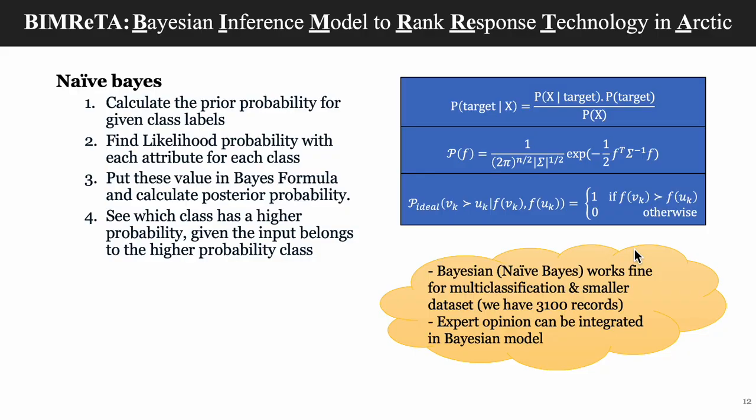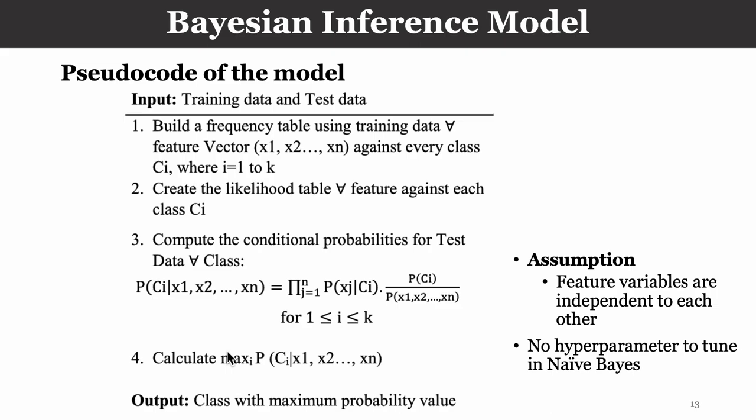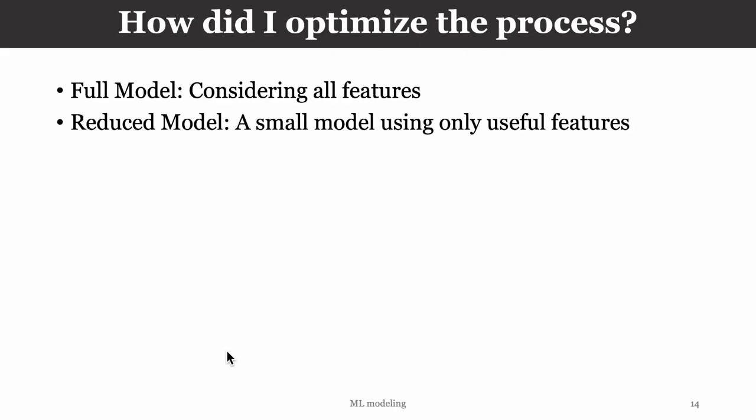We developed a Bayesian Inference Model for our classification problem, whose step-by-step process is shown in this slide. And here's a pseudocode for the model. We initially developed a Bayesian model using all the features in the dataset, and then a reduced version of the model using only the critical features.